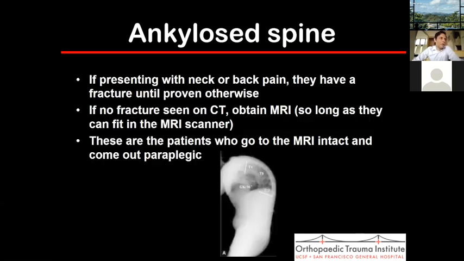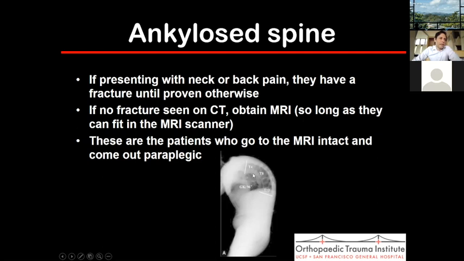So even if their fractures are non-displaced, they are at risk, because if they displace, it's potentially catastrophic. If you see a patient with ankylosing spondylitis who you're consulted for neck or back pain, you just need to think of them as having a fracture until proven otherwise. To the point where, even if they're endorsing pain and I don't see a fracture on CT, I will obtain an MRI, as long as they can fit in the MRI scanner.